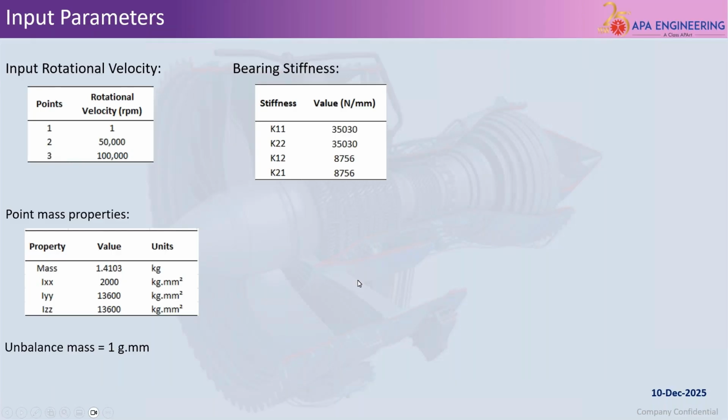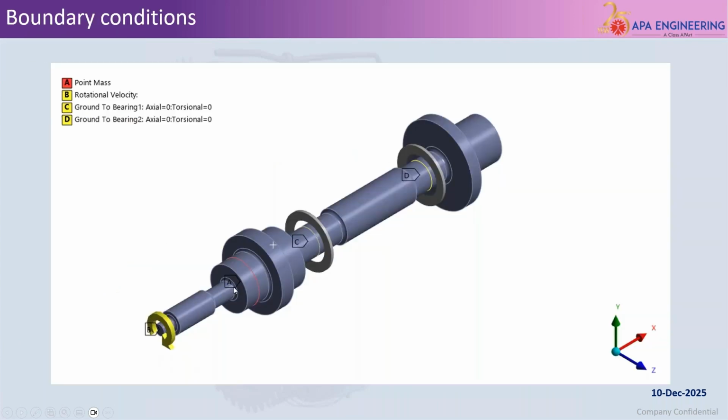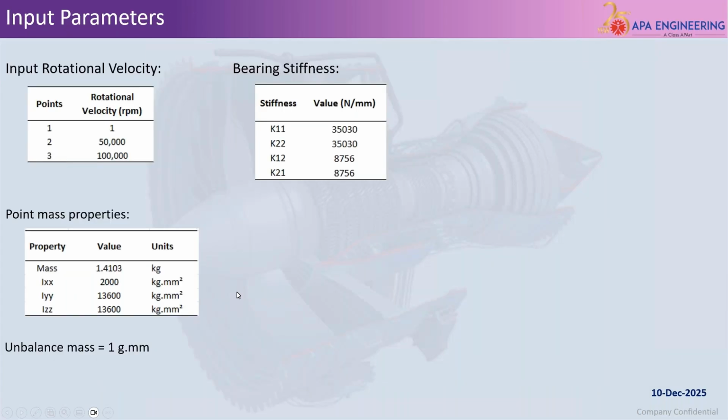I will also show you the input parameters that we'll use for this analysis. We have the input rotational speed and the bearing stiffness, which are orthotropic bearing stiffness values. And we have the mass and inertia properties that we will use for the point mass at the label A location. In the harmonic response analysis, we will apply this unbalanced mass of 1 gram mm.